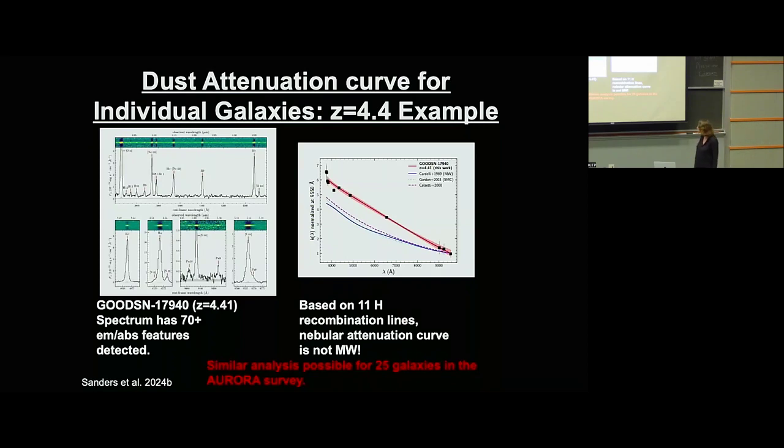Ryan Sanders just posted a paper about this. Ryan was able to measure the dust attenuation curve in this galaxy based on 11 hydrogen recombination lines, 8 Balmer lines and 3 Paschen lines. And the curve does not look like the Cardelli law, okay? So all you people just measuring H alpha to H beta and saying you've measured the dust attenuation, that's not the case for this galaxy, okay?